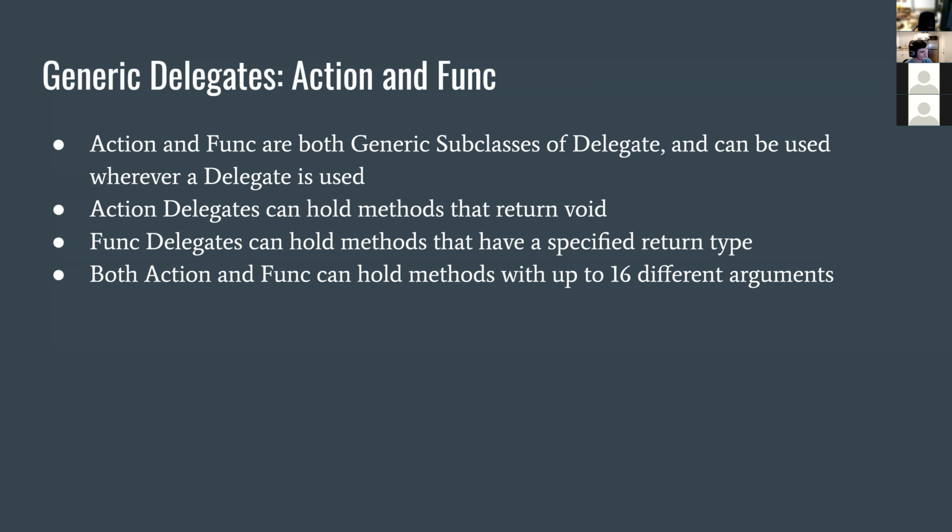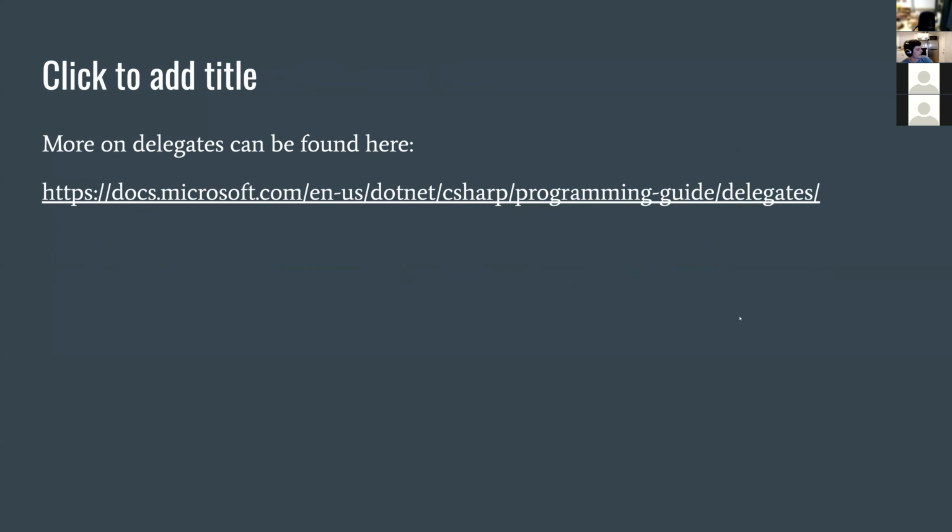And then I said there's technically 34 of them because if I mathed right, 16 arguments, there's literally like 17 overloaded versions of both action and func. But don't worry with those details. You have any questions? All right, let's move on. And then you can find out more about delegates by going to Microsoft's documentation, where I pulled all these examples from.